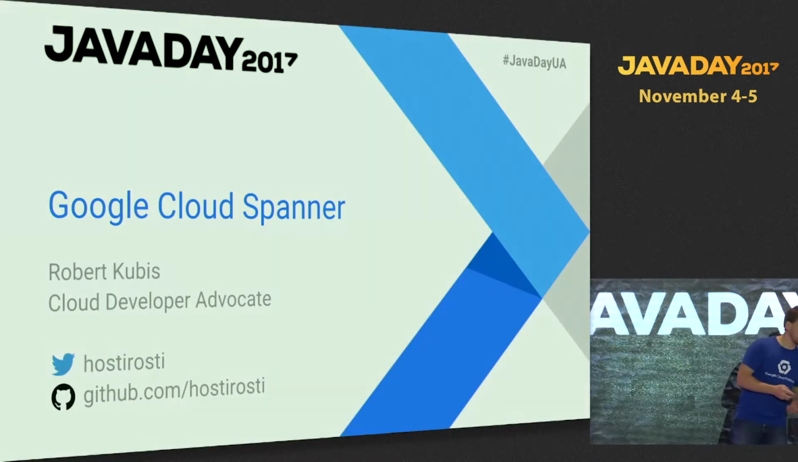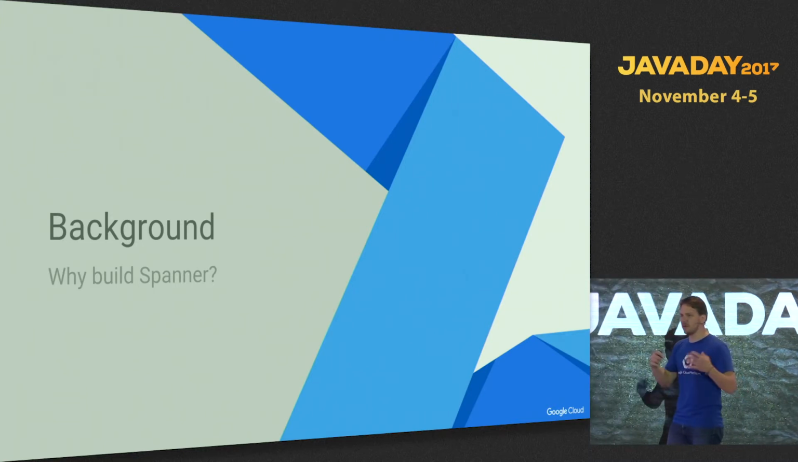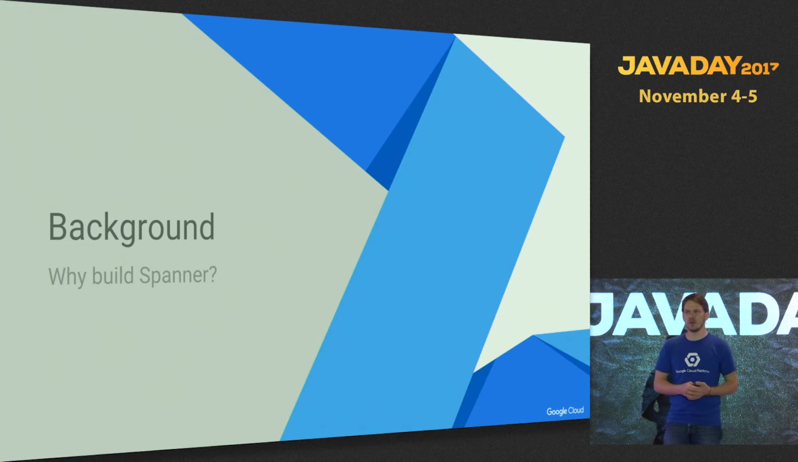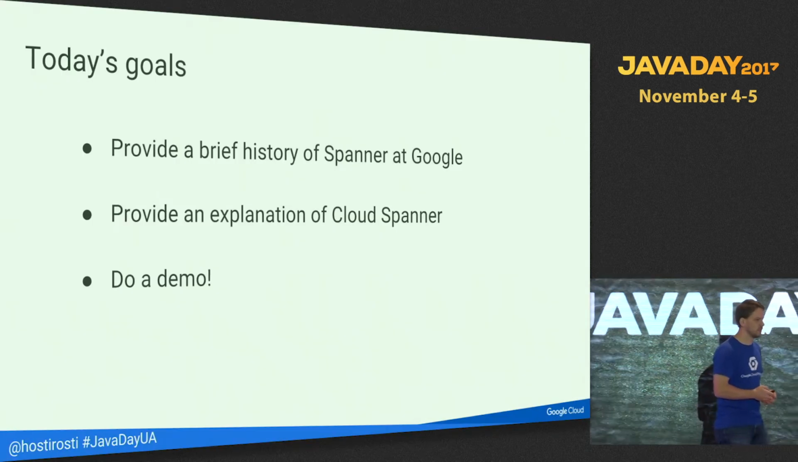Now, I'm going to start a little bit with a background around Google Cloud Spanner, and then go into some use cases, where it is used, and how it compares to other databases. I'm going to explain in a little more detail how Spanner works. And at the end, I'm going to show a little demo of how to actually interact with Cloud Spanner and how to get started. All right, so let's start with the background.